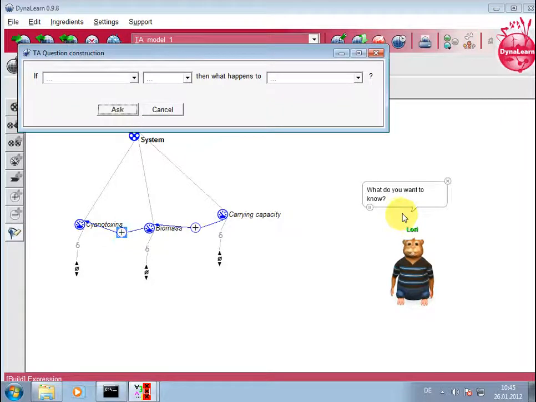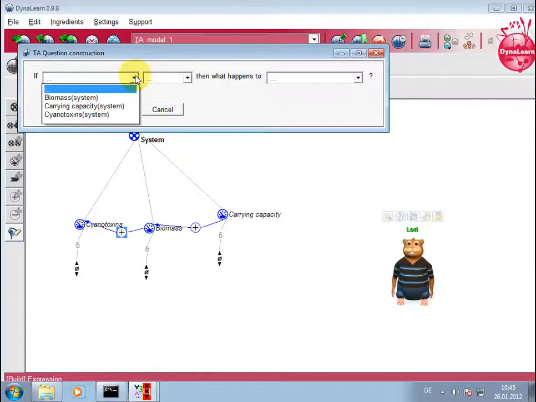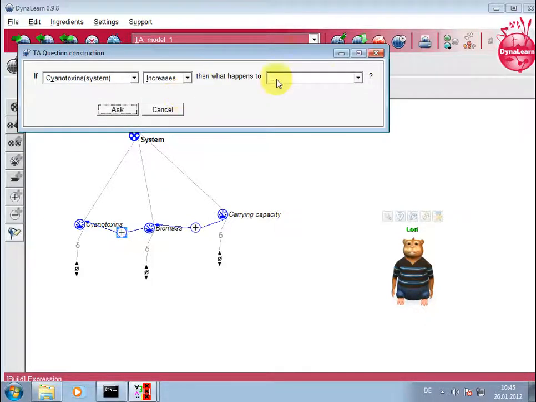So let's ask something else. Ask something which is not related. For example, cyanotoxins. If cyanotoxin increases, what happens to carrying capacity? There's no relation in the diagram. Let's see what happens.